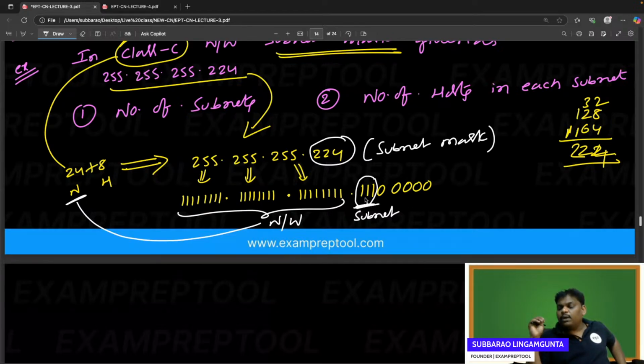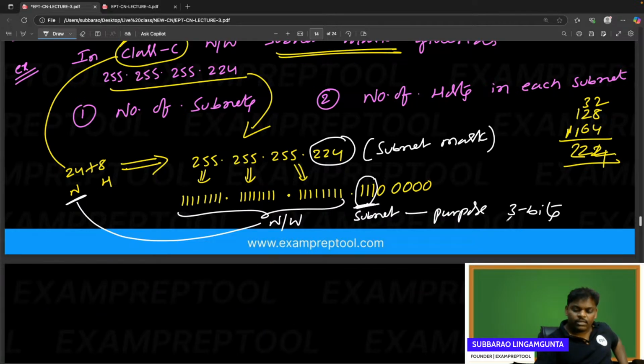Okay, subnet purpose 3 bits. Right? By seeing this one, I can say subnet purpose 3 bits means the immediate question is going to be: how many subnets possible? 2 power 3 subnets possible, which means 8 subnets possible.